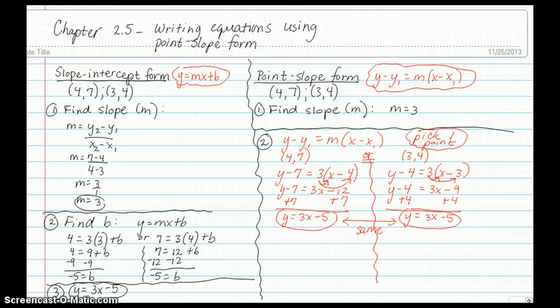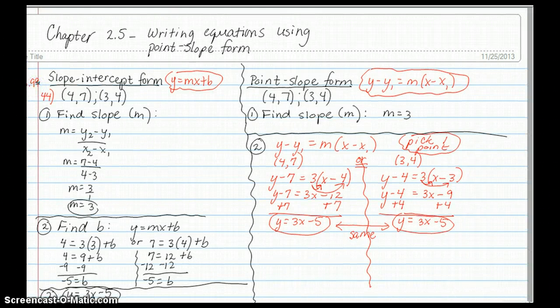The problem that we just worked, this point 4, 7 and 3, 4, is page 99, and it is problem number 44. Go ahead and write that down so you know where it came from. Page 99, problem number.